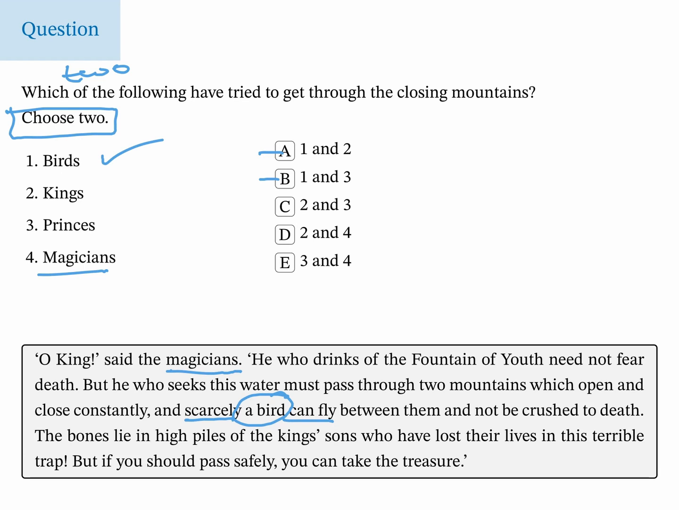What else? The bones lie in high piles of the king's sons who have lost their lives in this terrible trap. Okay, now this is the second answer, the king's sons. We can see we have kings, we can see we have princes, but the full phrase is king's sons. Again, this is another example of a synonym. So who is the son of a king? The son of a king is a prince. So our two options are number 1 and number 3. So the correct answer here is B, 1 and 3.